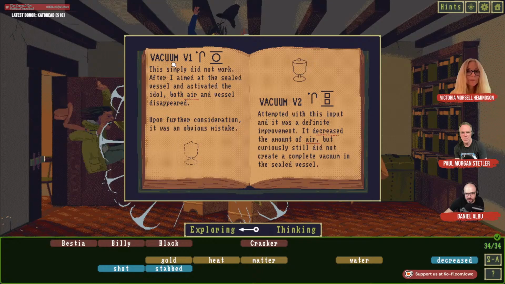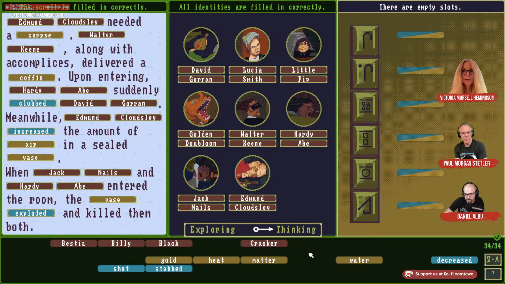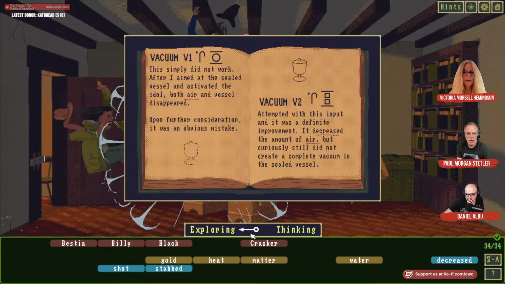Okay. Oh, yeah. Vacuum 1. This simply did not work. Both air and vessel disappeared. All right. So it's either yellow or blue. Means it's either a verb or a noun. I'm so confused. Usually you have the color that matches whatever it is you have in the inventory. So for example, the blue is verbs. I see. It's telling us it's either a verb or a noun.